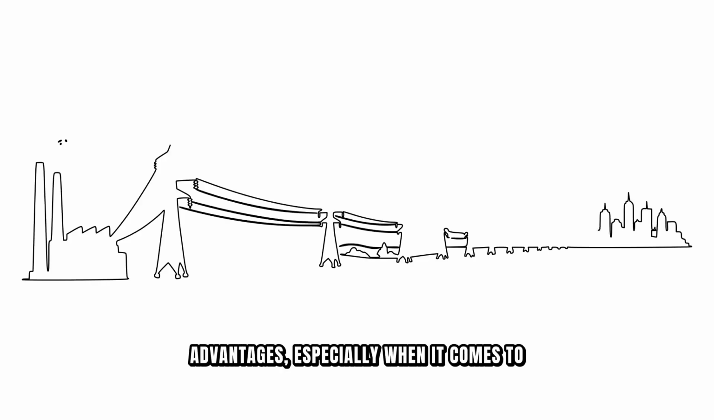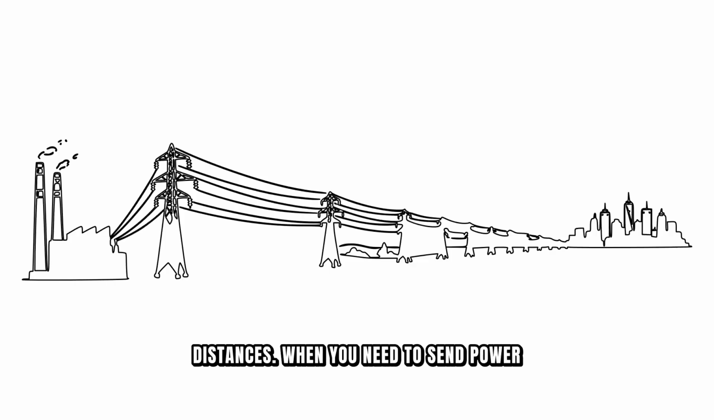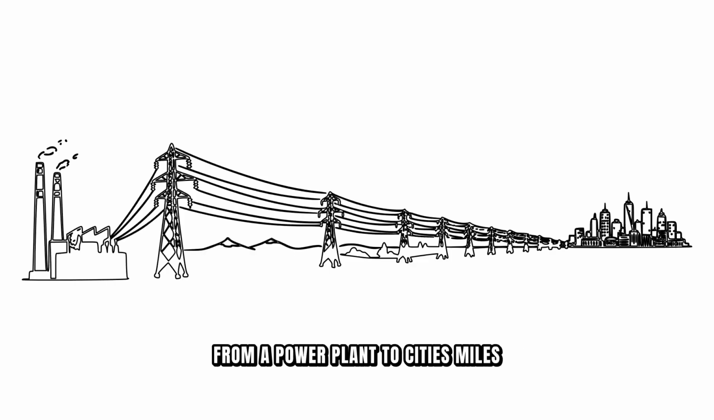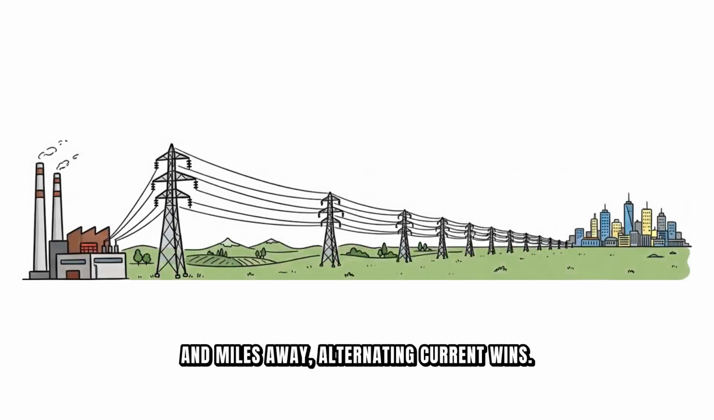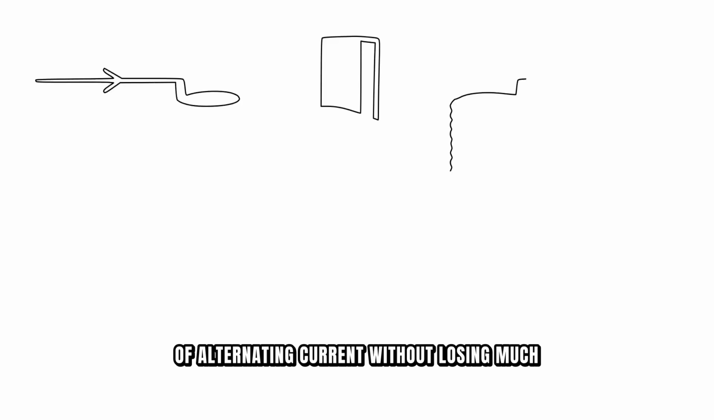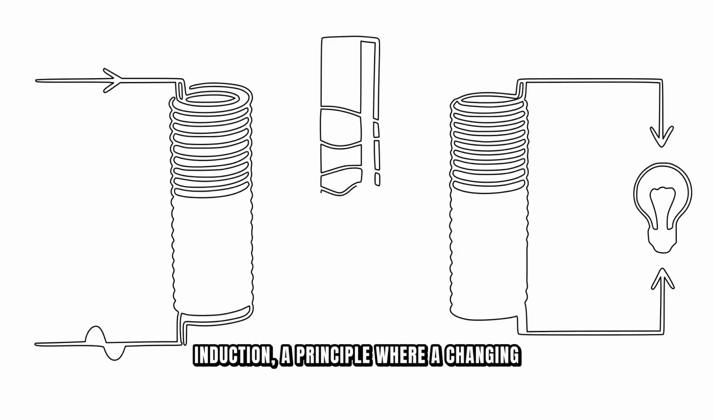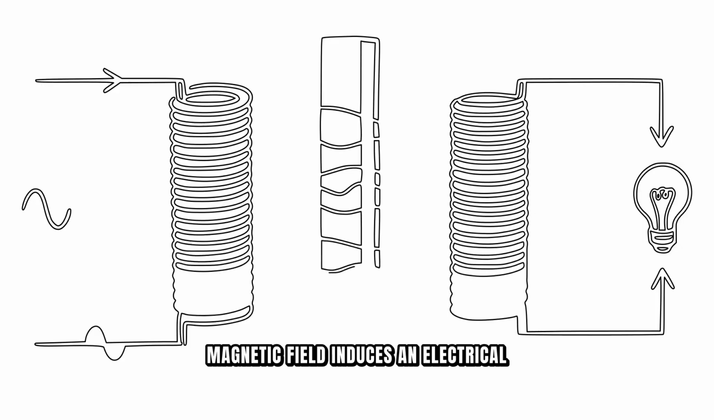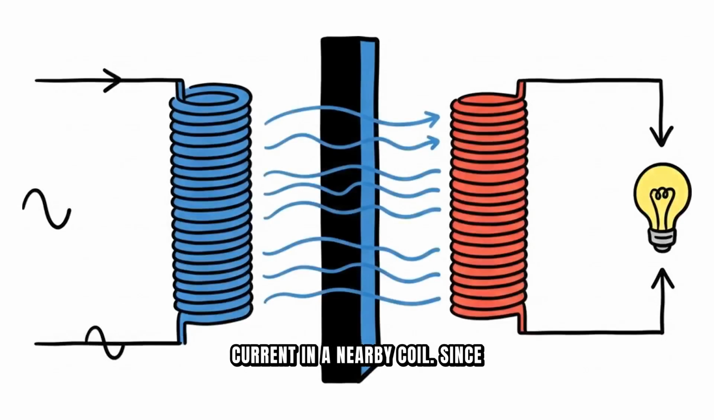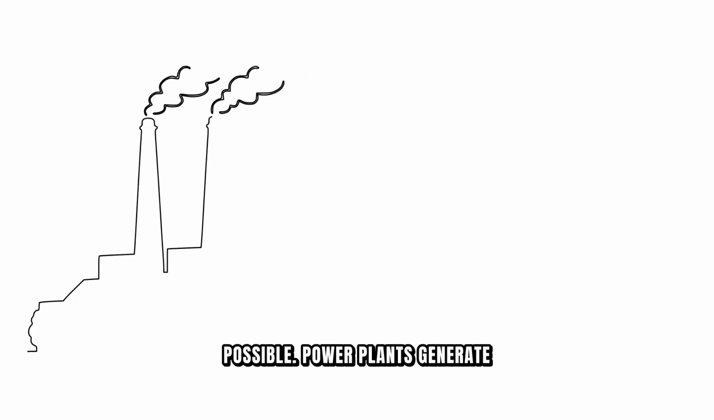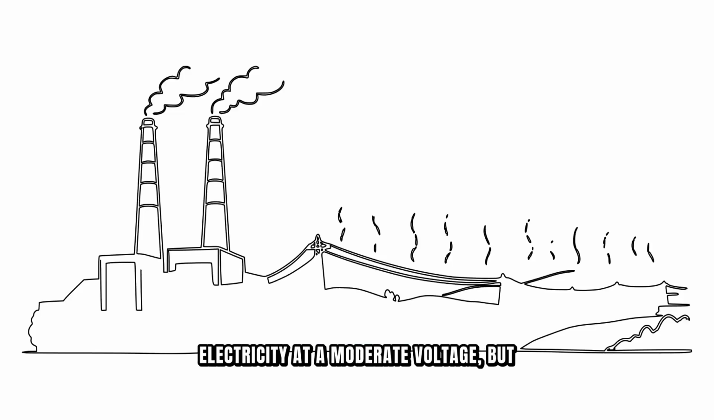Why? Because AC has some remarkable advantages, especially when it comes to transmitting electricity over long distances. When you need to send power from a power plant to cities miles and miles away, alternating current wins. The key advantage of AC is transformers. These devices can change the voltage of alternating current without losing much energy. A transformer uses electromagnetic induction, a principle where a changing magnetic field induces an electrical current in a nearby coil. Since alternating current constantly changes direction, it creates a constantly changing magnetic field, which makes transformers possible.